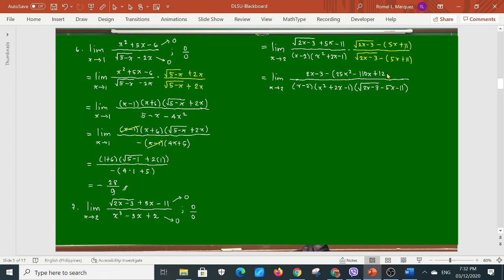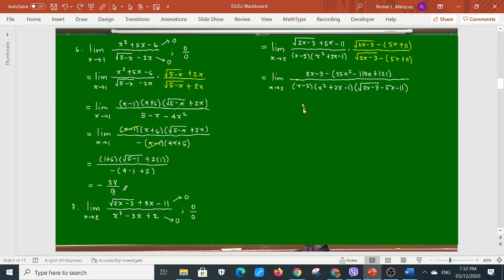Last 121, no? Di ba times 2, 11 times 5, 55 times 2, 110, negative. Dapat magka-factor yan ng x minus 2. Kailangan may factor yan ng x minus 2. Simplify muna natin yan, ha? Let's simplify that.